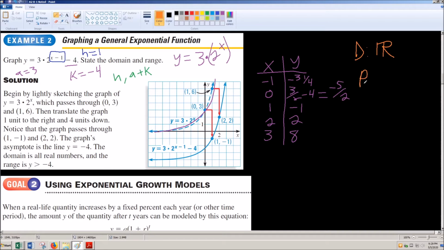My range, though, is going to be restricted. The range is going to go one of two routes. If my a value is positive, it's going to be y is greater than or equal to whatever the k is. My k value here is negative 4, so my range is everything greater than or equal to negative 4. Now, if this was a negative 3 instead, this range would be flipped and it would be y is less than or equal to. Oops, actually this should be strictly less than, and it should be strictly greater than, because it won't actually equal the negative 4 until you get to infinity. So we say it's strictly greater than negative 4. And again, if this a value was negative 3 instead, then it'd be y is less than negative 4.